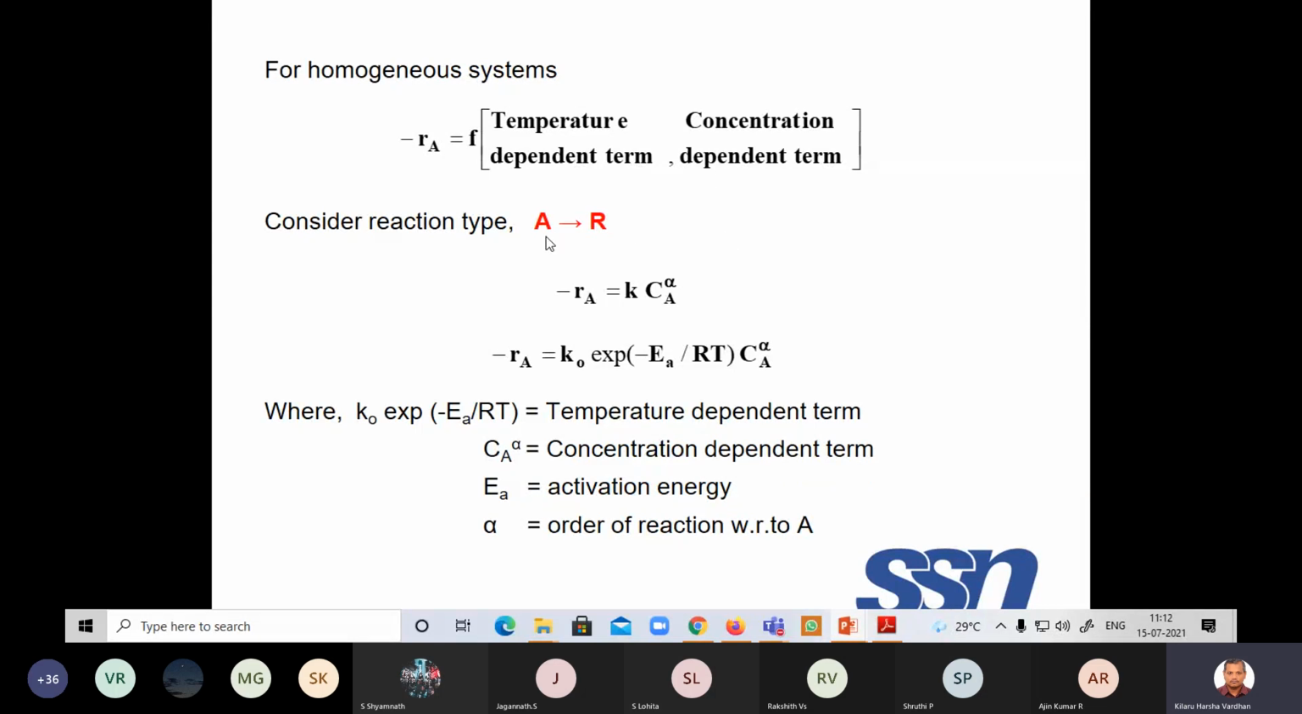Now let us consider a reaction A gives R.